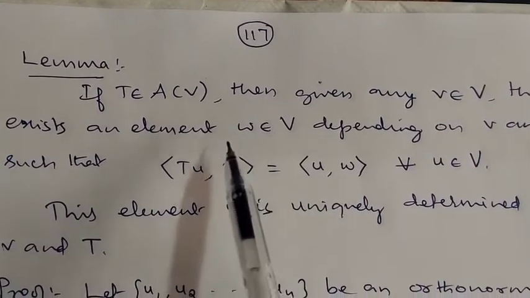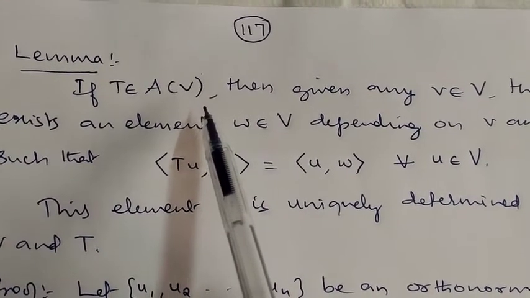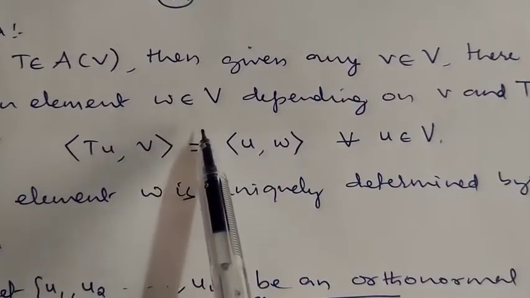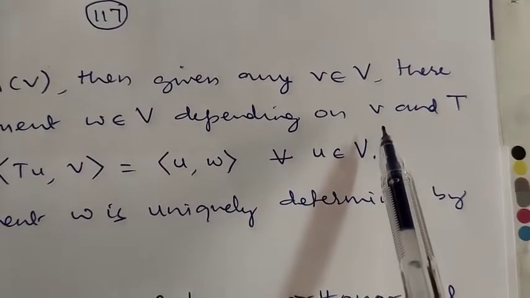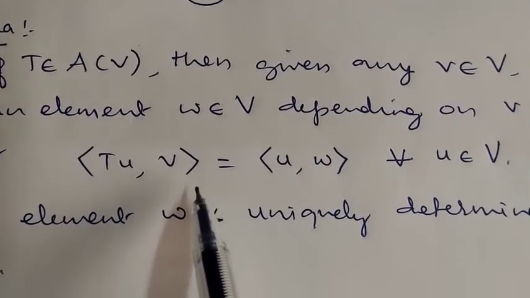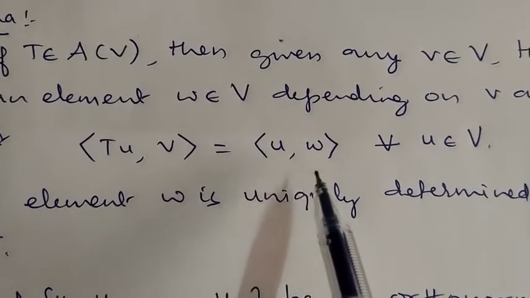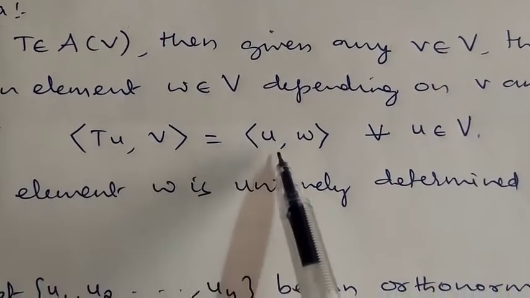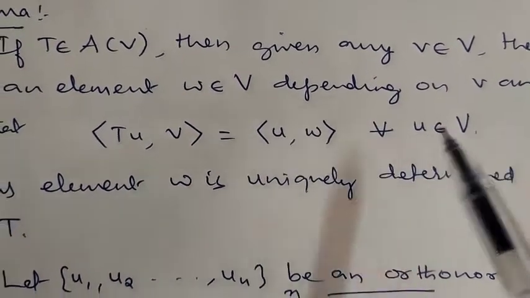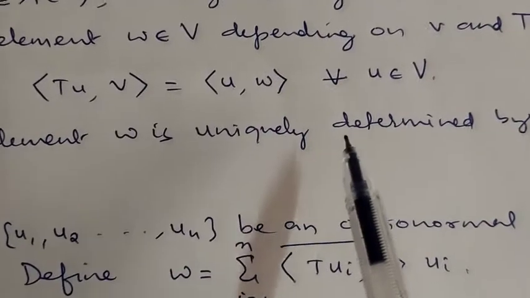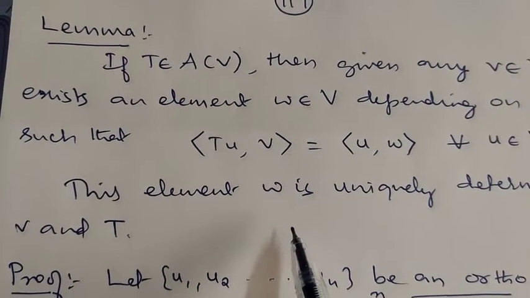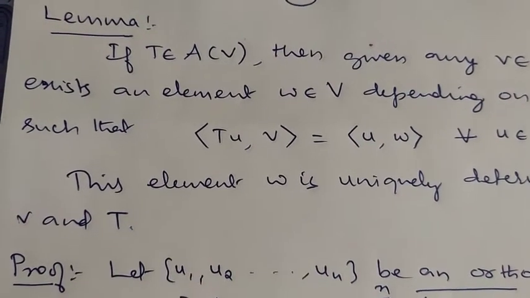Next, let T belong to A of V. Then, given any vector v in V, there exists an element w in V, depending on that vector v and the transformation T, such that T of u comma v is equal to u comma w for every u belonging to V. This element w is uniquely determined by v and T. So let us prove this now.